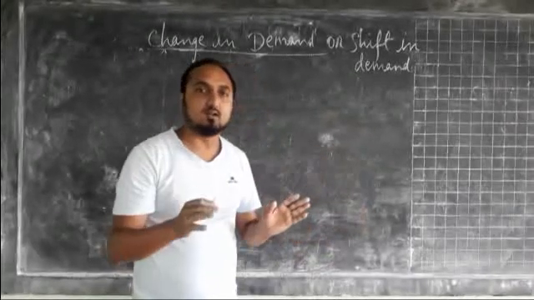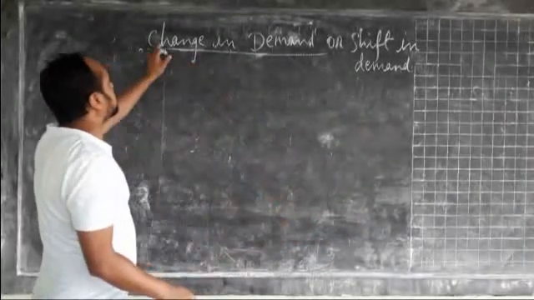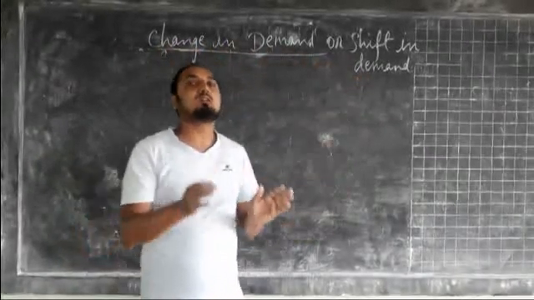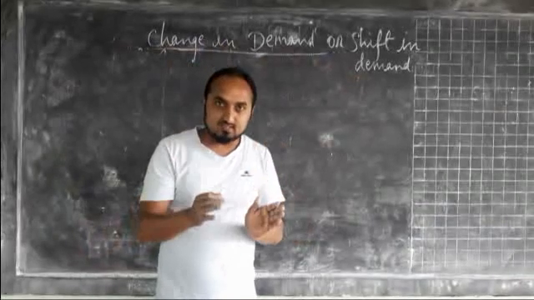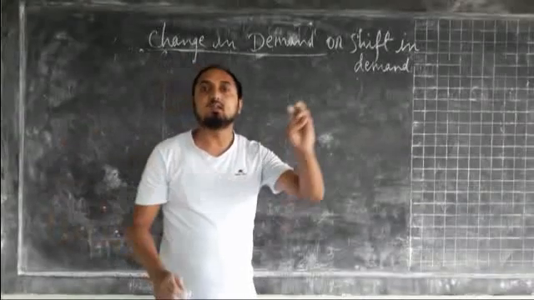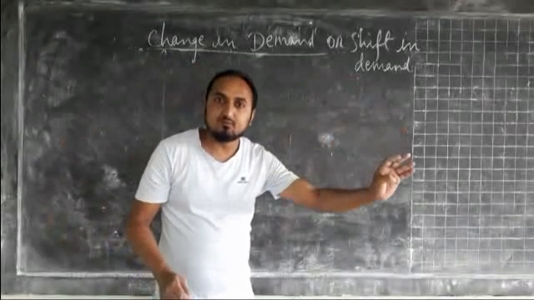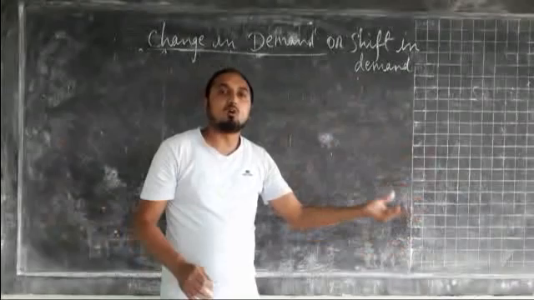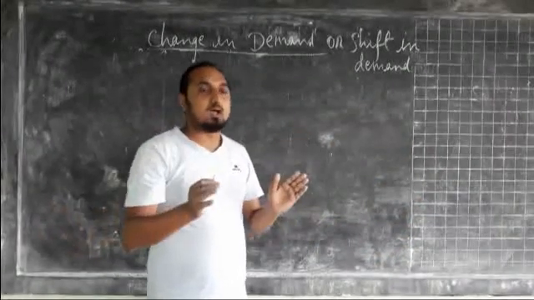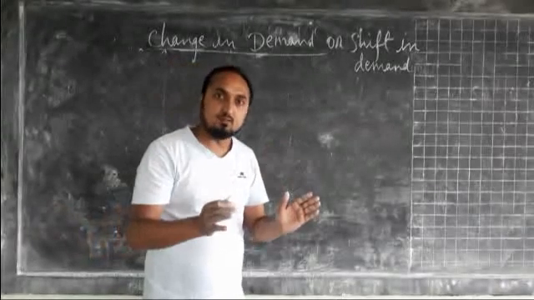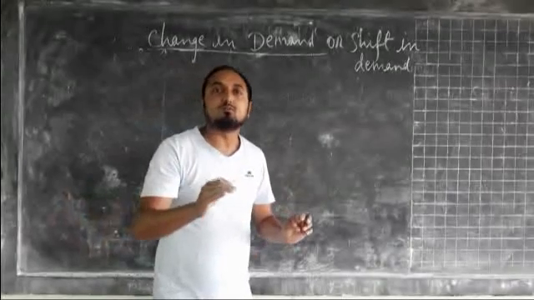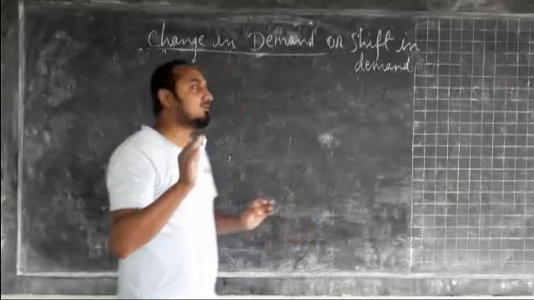will remain constant. Whereas in the case of change in demand or shift in demand, here the quantity demanded of a commodity will change due to change in the other factors like income of the consumer, taste and preference, credit facilities, government policies, and so on. So here what we can notice is that the quantity demanded is changing, but due to change in the other determinants or other factors, the price will remain constant.